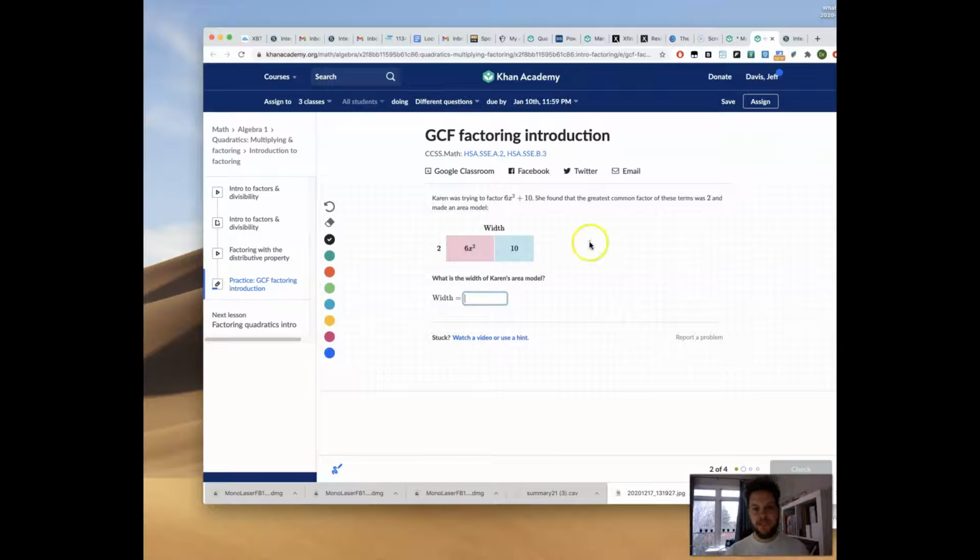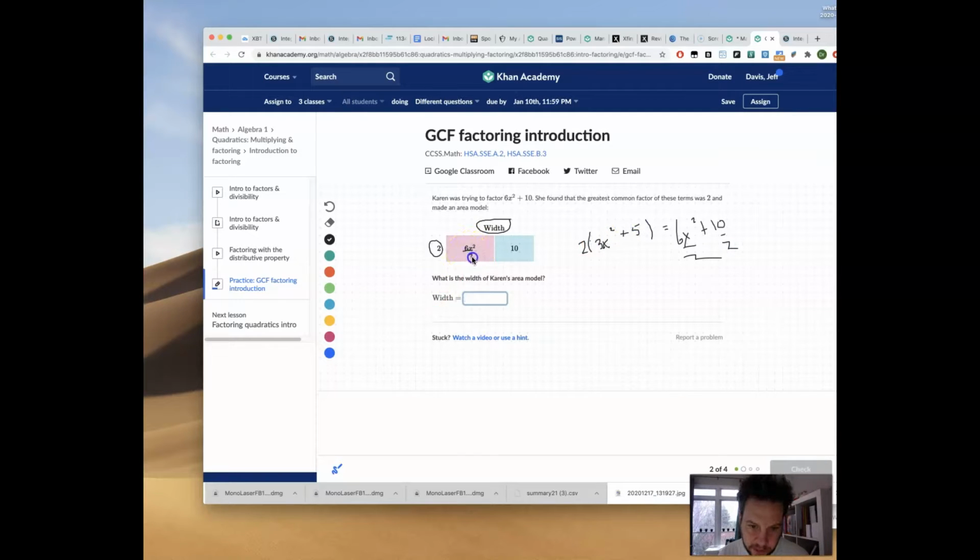All right, similar setup. Similar math, different setup. So what they're saying here is this is the length, this is the width, and I know that when I multiply those two together, I get this 6x squared and this 10. So algebraically, this is like 2 times what gives you the 6x squared plus 10. And then what's happening is you're factoring. So if you divide both of these by 2, this will give you 3x squared plus 5. And that's your answer.